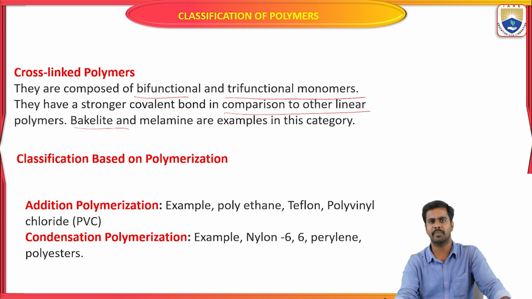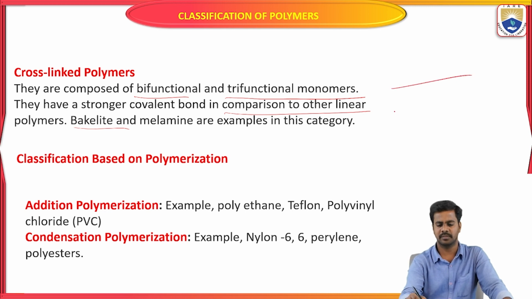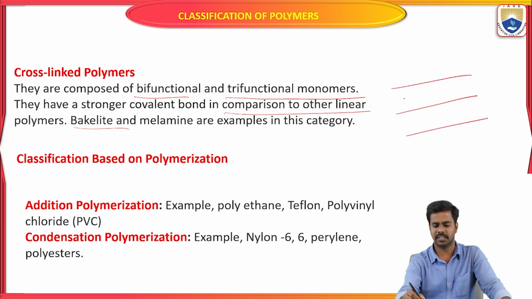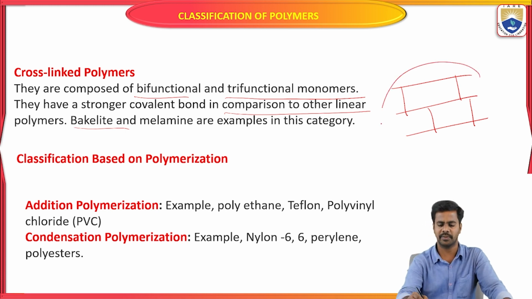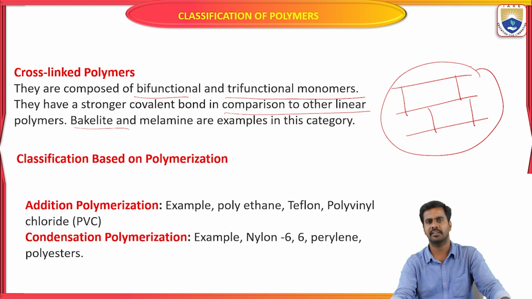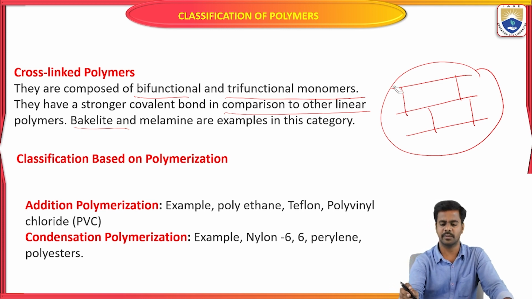If you see the structure of bakelite, we can observe cross-linkage. So this is the cross-linkage. This type of linkage we can observe between the monomeric units. The monomers in bakelite are phenol and formaldehyde. So we can observe this type of linkage between the phenol and formaldehyde monomers. Here there is a cross-linkage between the monomeric units.